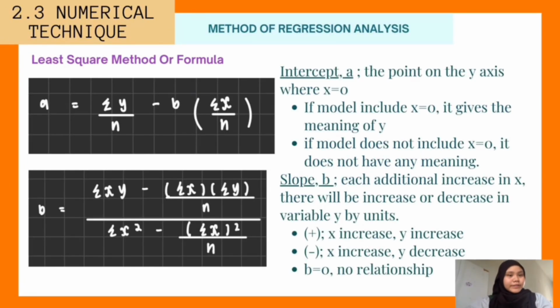Next, method of regression analysis. For the intercept, it is the point on the y-axis where x equals 0. If the scope of the model includes x equals 0, the intercept gives the mean of y at x equals 0. If the scope of the model does not include x equals 0, the intercept does not have any particular meaning. For slope b, with each additional increase in variable x, there will be an increase or decrease in variable y. When b is positive, as x increases, y will increase. But when b is negative, as x increases, y will decrease. But when b equals 0, the two variables are not related.